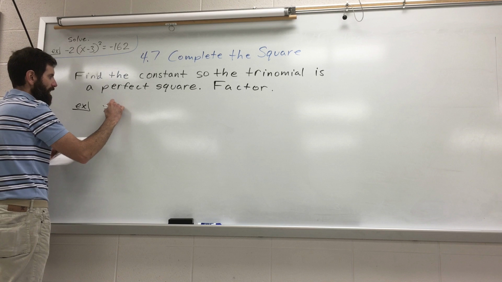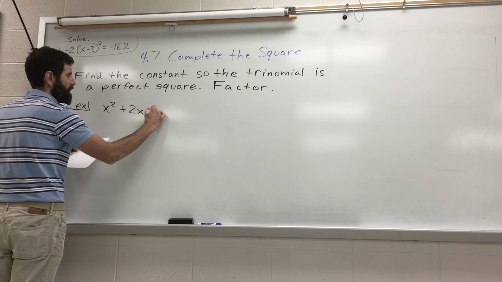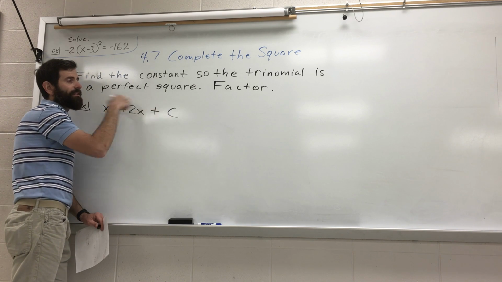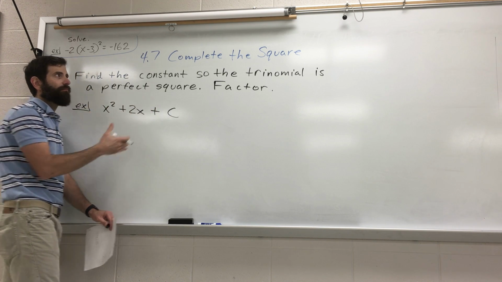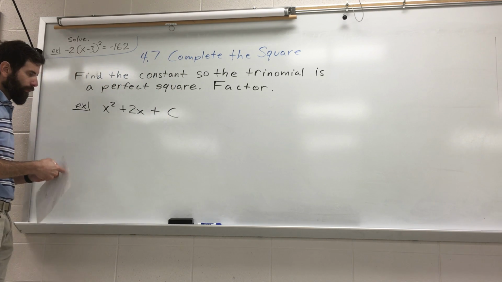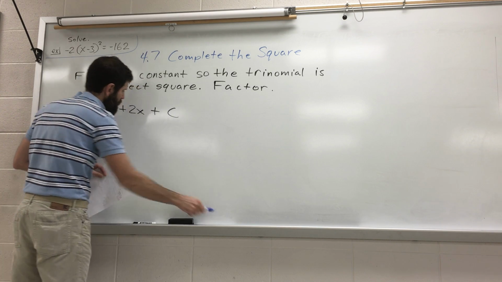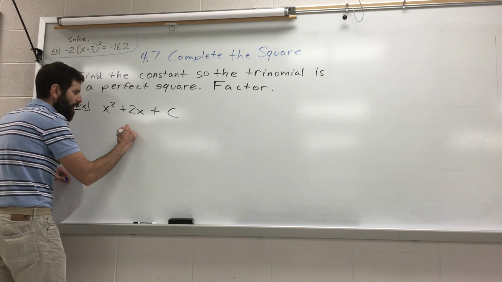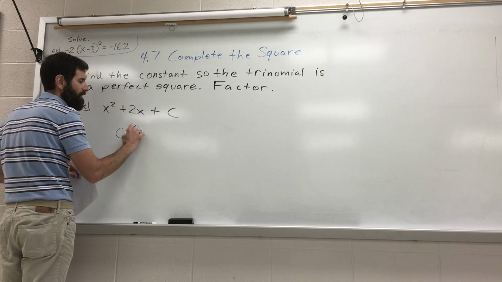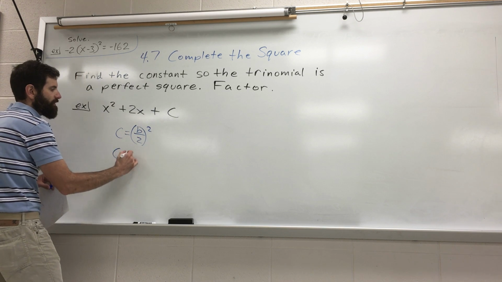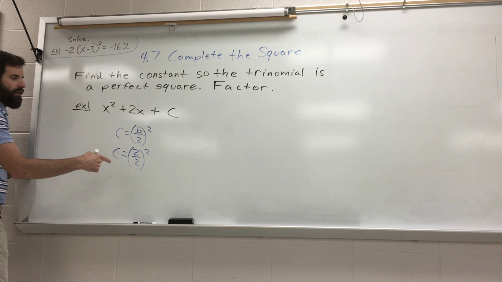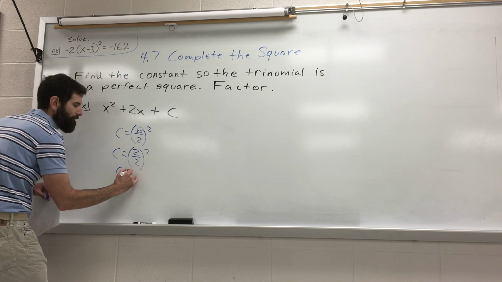Our first example is x squared plus 2x plus c. We want to know what c value makes this a perfect square trinomial, and this is called completing the square. Well, we're going to use that formula that we just developed. Our c value is going to be equal to our b value divided by 2 and then squared. In this case, our b value is 2. 2 divided by 2 is 1. Square it, you get 1.